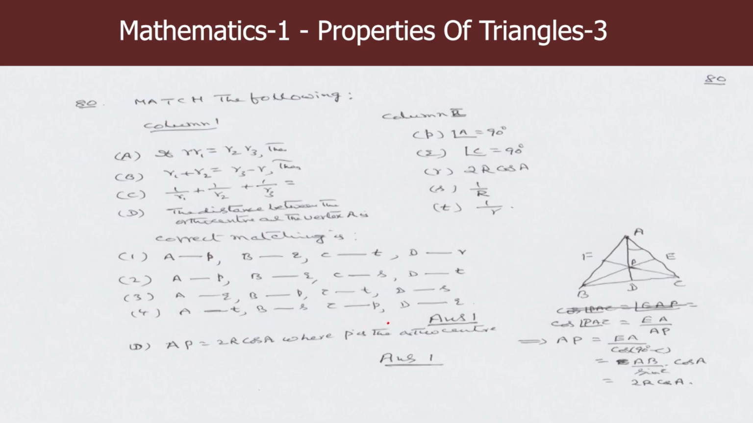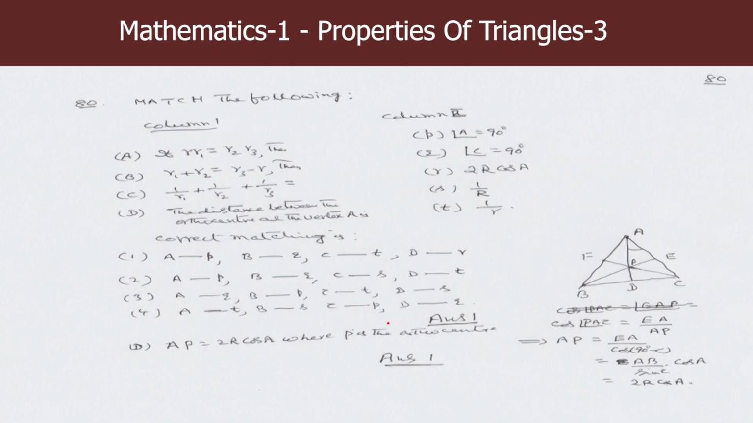2R cos A. Please remember that the distances of the orthocenter from the vertices are respectively 2R cos A, 2R cos B and 2R cos C. From the sides, R cos A, R cos B, and R cos C. Because in the next topic we will use that the distance of the orthocenter from the vertex is double the distance of the orthocenter from the side. Right, so the correct option is option number 1.